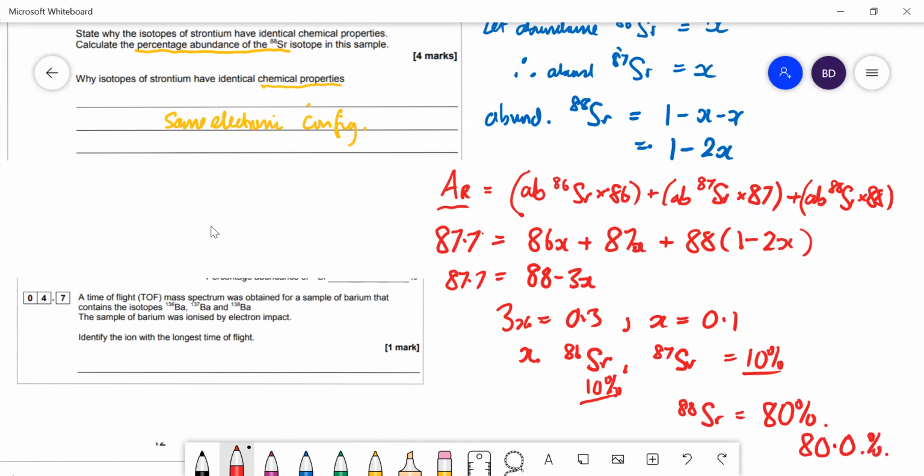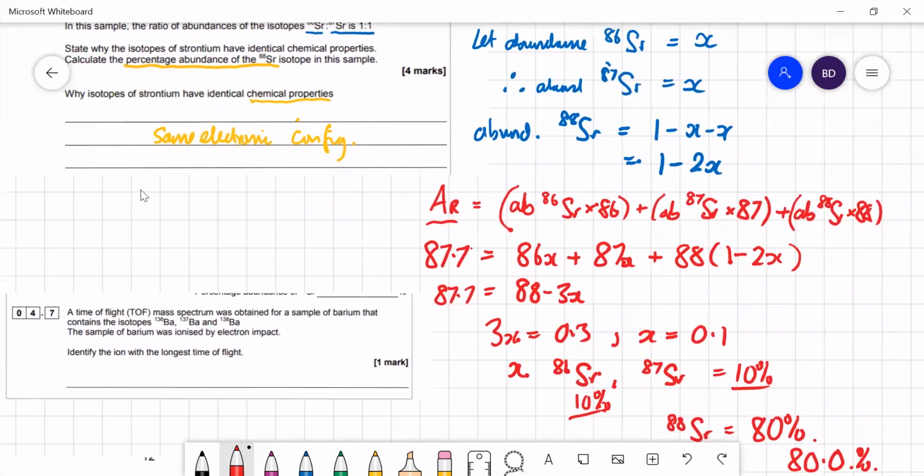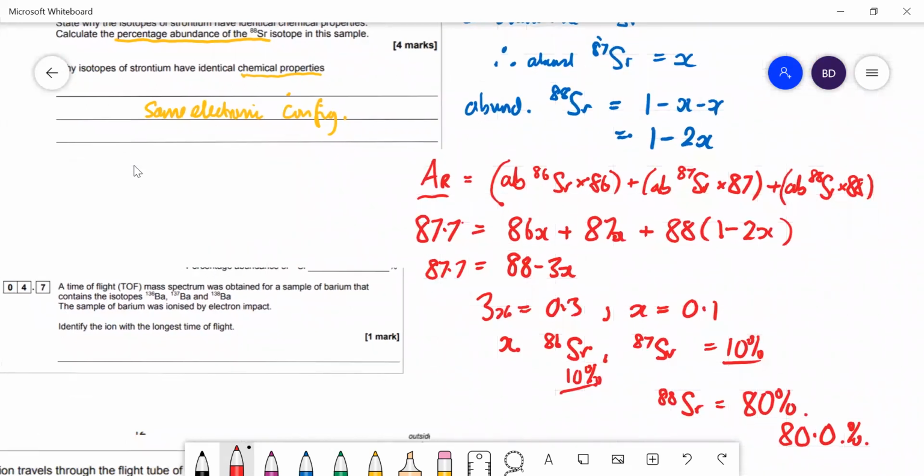Okay, a quick common sense check would tell you that's probably the right answer. It is the right answer, because look, they tell you the average value is 87.7. So it's obviously got to be mostly 88 and smaller amounts of the 86 and 87, which it is there. Okay.